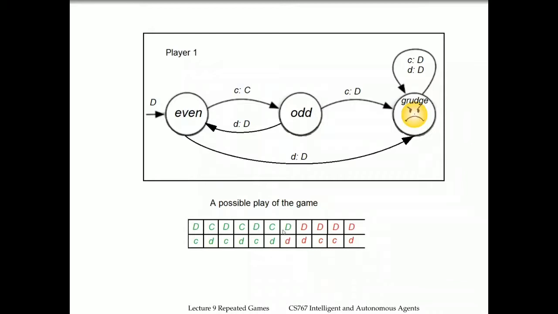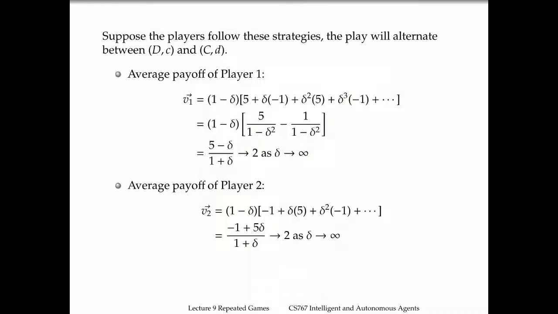But for example, suppose now we are at this even state, and we see that the second player plays a D. We will only move to the odd state if we see that the second player plays C at this state. But at this moment we see a D, so in the next stage we actually will move to the garage state. And from then on we will only play D. So it will be D, D, D, D, regardless of what the other player does. So that would be a possible play of the game.